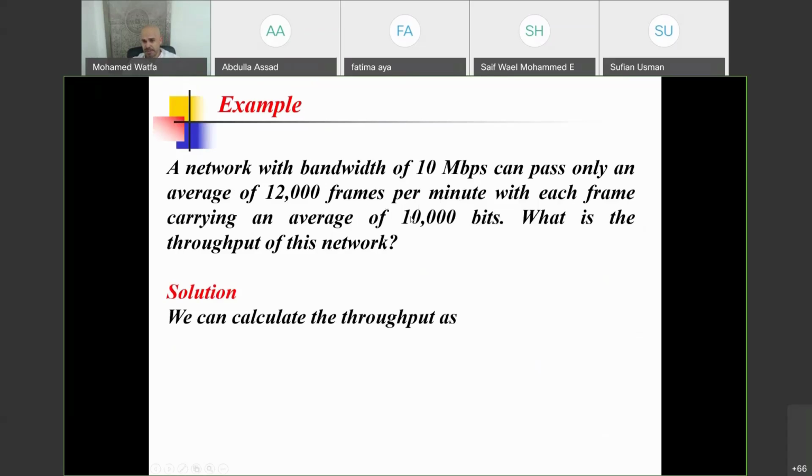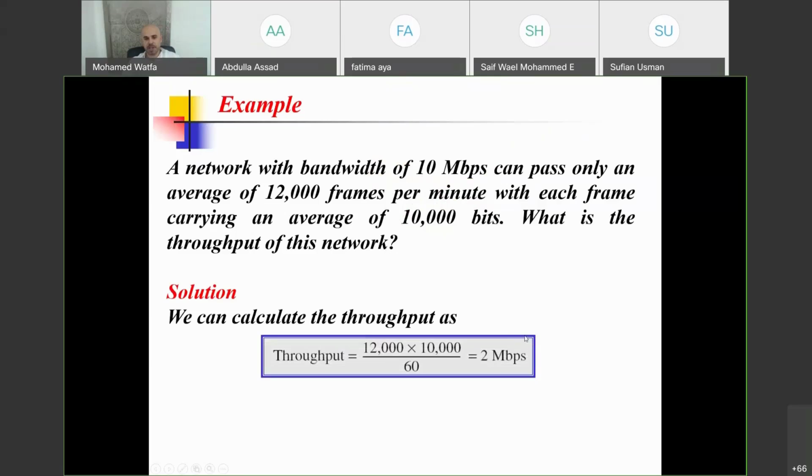Every frame is 10,000 bits, very easy. So the first thing we'll be doing is replacing the frame with 10 to the power 4. And then per minute, every minute is 60 seconds. I want to find the throughput, so very easy. So throughput is 12,000 frames per minute. I always recommend putting the unit, please, so that you don't get lost. Put frames per minute. Every frame is 10,000 bits, times 10,000 bits.